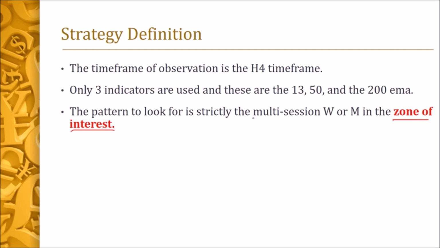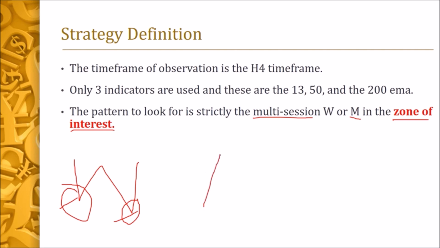So basically, what is the multi-session W or multi-session M? It is basically a W that occurs with its legs in 2 different sessions. This might be Asian, this might be London, or it might be London and the other one occurring in the US. So this is the only setup that we will be looking for, and our entry will be made after M15 closure below the 13 EMA after the second leg has been issued.